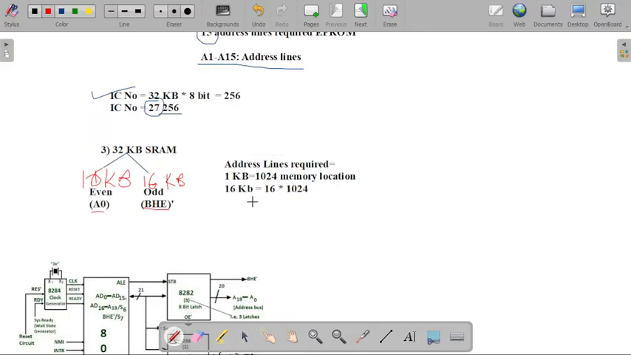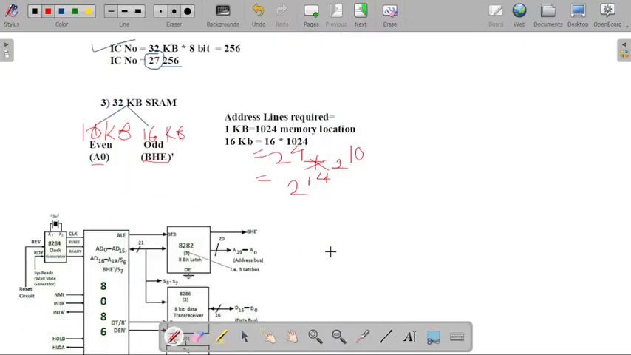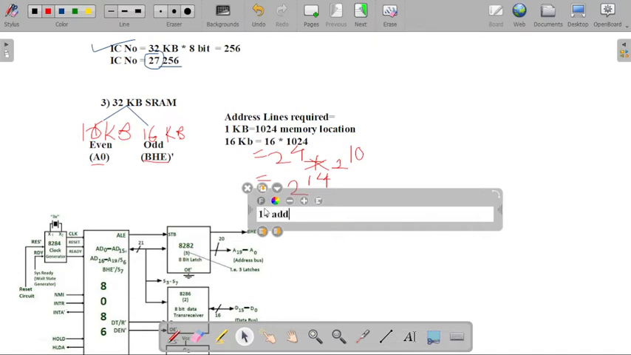So 16 is nothing but 2 raised to 4, and 1024 is equal to 2 raised to 10. So 2 raised to 4 into 2 raised to 10, so we can write here 2 raised to 14. So here we got the number 2 raised to 14. So 14 address lines will be required in this example. So I'm writing here 14 address lines required for our SRAM.